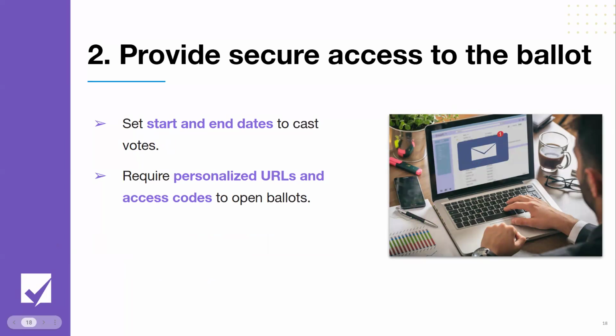Provide secure access to the ballot. So after confirming eligible voters, focus on giving them secure access to the ballot. Set specific voting windows with clear start and end times to prevent early or late submissions. Give each resident their own personalized login credentials or unique ballot links.